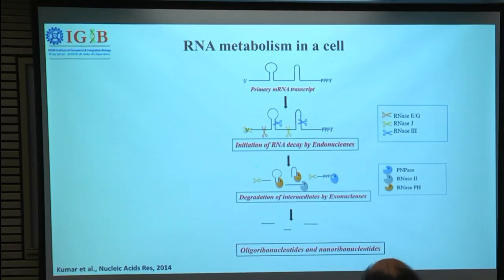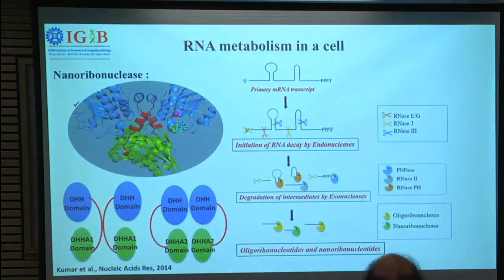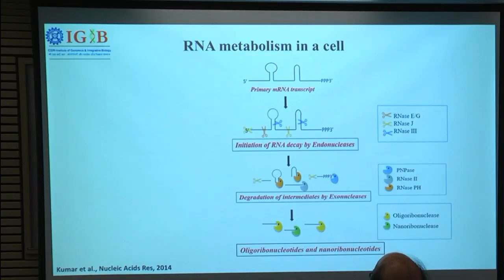When we look into the enzymes involved in the degradation of these nucleotides, we found that there are two sets of enzymes, oligoribonuclease and nanoribonuclease. When we look into the distribution of these ribonucleases, there is an interesting aspect: oligoribonuclease is present in many sets of bacteria, like in proteobacteria, where it is found to be essential for a cell, whereas nanoribonuclease is present in firmicutes, like in Bacillus.